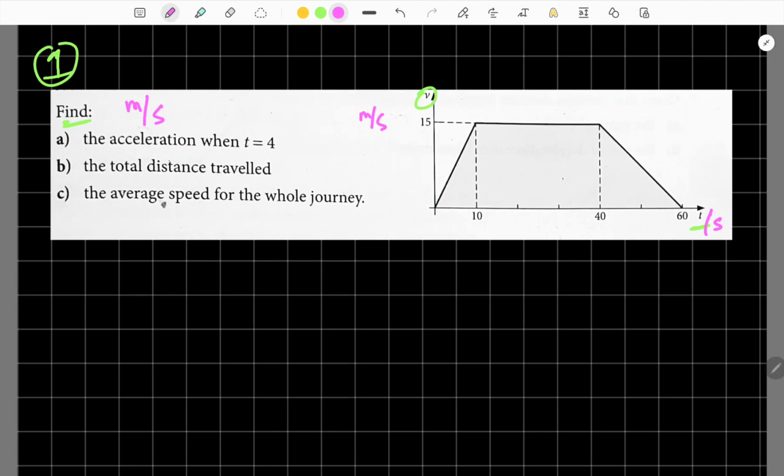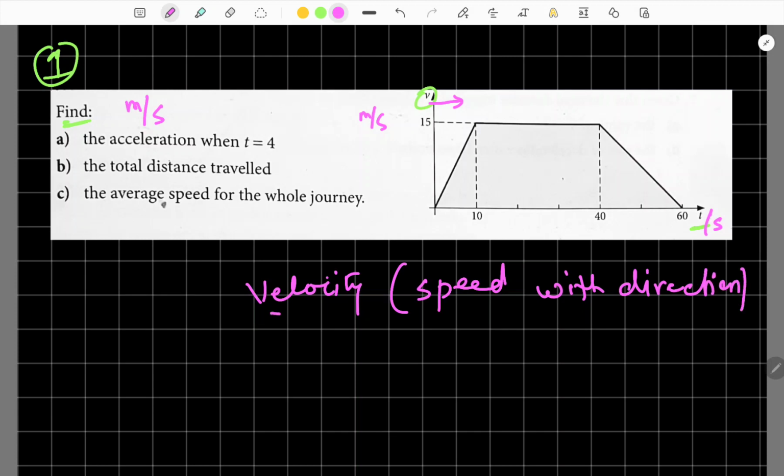Okay, on the y-axis beta, you're looking at velocity. You're given velocity. So beta, velocity and speed are the same thing. What is velocity? It is actually speed with direction, speed in a particular direction, right? So basically when you take speed with direction, that becomes velocity.